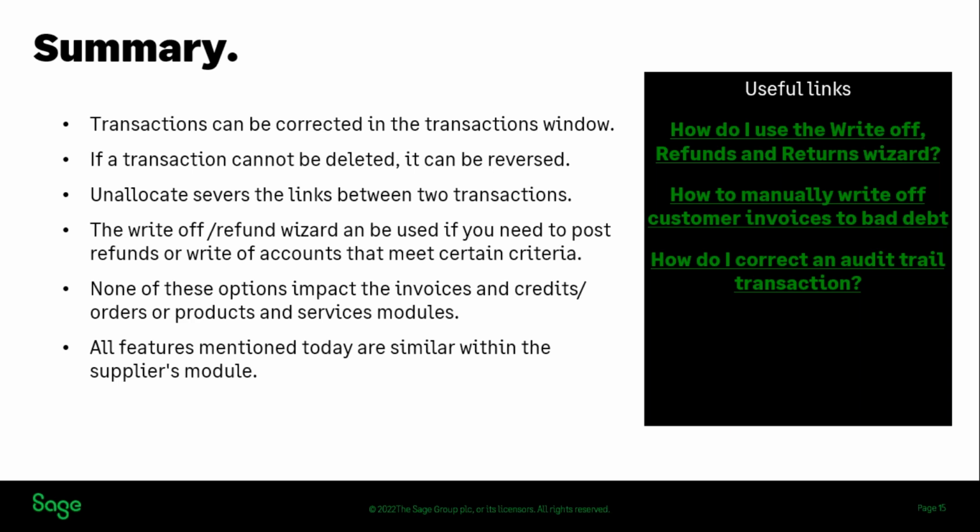If the transaction can't be deleted, for example, it has been VAT reconciled, then it will be reversed. And the corrections module now takes care of that for you rather than making you have to do a manual correction. The unallocate option severs the link between 2 transactions for you, so they're no longer connected together and can be allocated elsewhere. The write-off and refund wizard can be used for certain refunds, but also for writing off transactions when they meet certain criteria. And it can be quite useful if you're trying to do a bit of a tidy up on your data.